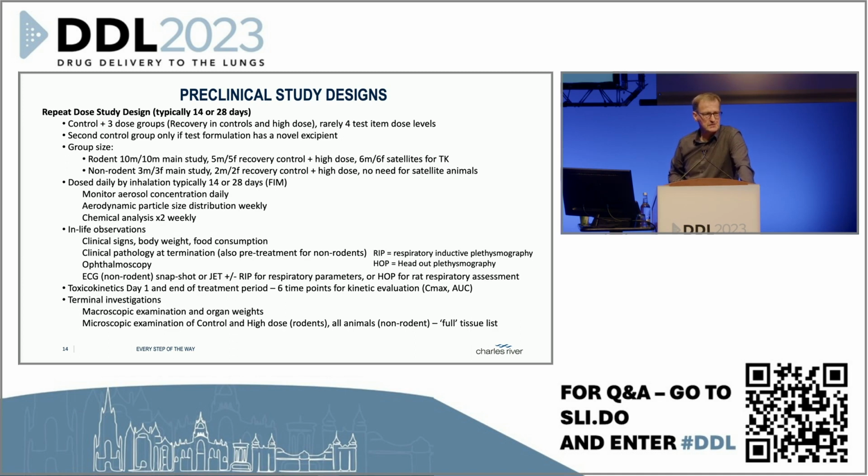So toxicokinetics is a requirement, and generally this will be done on the first day of dosing, as well as towards the end of the treatment period. And normally we would take blood samples at 6 time points in order to get a kinetic evaluation, such as Cmax and the area under the curve. Terminal investigations, again, would be macroscopic examination and organ weights. And microscopic examination is required for these studies. And that's on a comprehensive list of tissues.